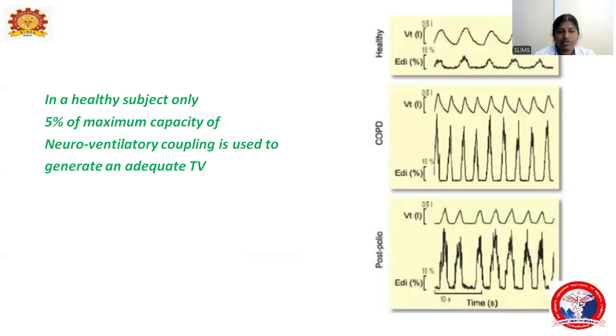So in a healthy subject, only 5% of the maximum capacity of neuroventilatory coupling is used to generate an adequate tidal volume. So this is the current that is generated in a healthy patient. Only 5% of the maximum capacity is used. But in a COPD patient, up to 10% of the neuroventilatory coupling is used to generate it. And in post-polio patients also, because of the chest wall muscle atrophy and dysfunction.